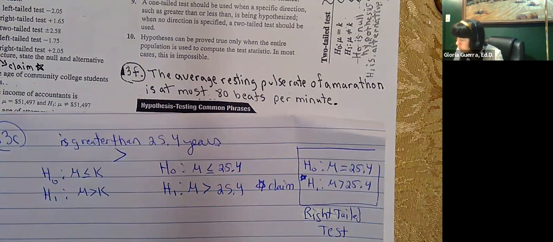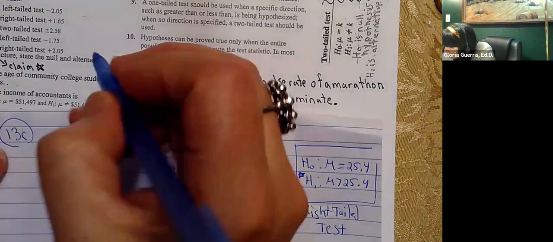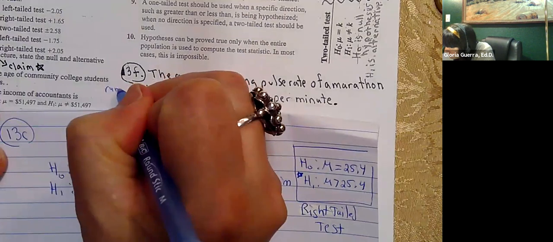Okay, class, I'm back. Did you read 13F? The average resting pulse rate of a marathon runner is at most 80 beats per minute. I think I left out a word, it should be a marathon runner. So I guess you can put runner here.